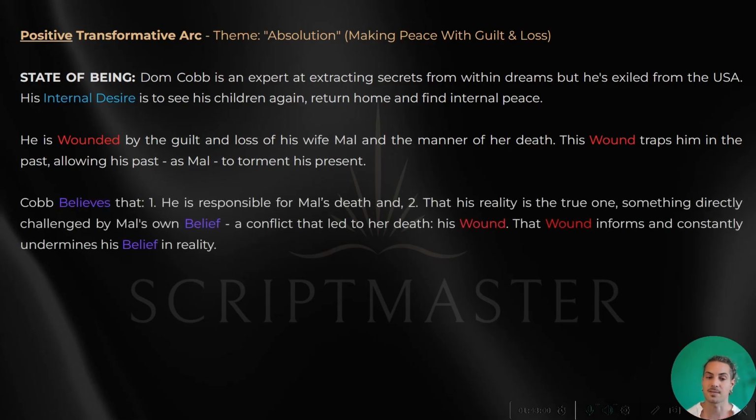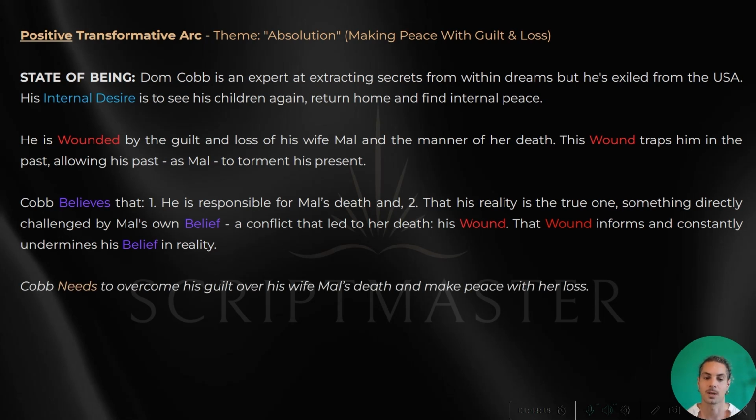Cobb believes that one, he is responsible for Mal's death, and that two, his reality is the true one, something directly challenged by Mal's own belief, a conflict that led to her death, his historic wound, and that wound therefore informs and constantly undermines his belief in reality throughout the story. Cobb's need is to overcome his guilt about his wife Mal's death and make peace with her loss.